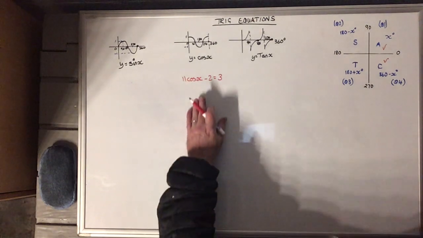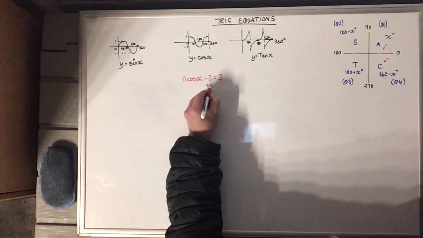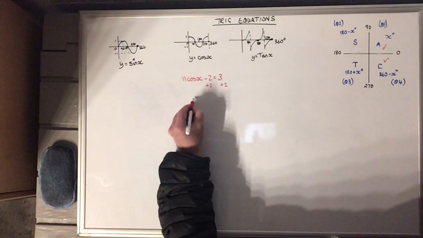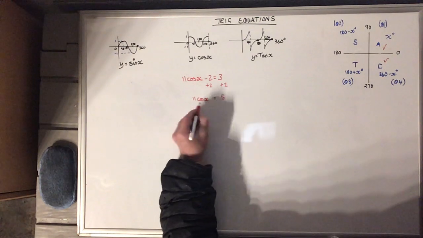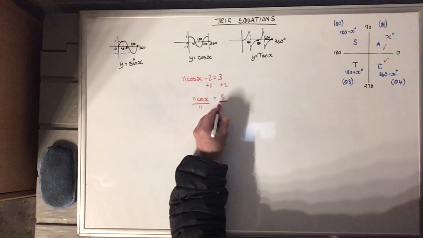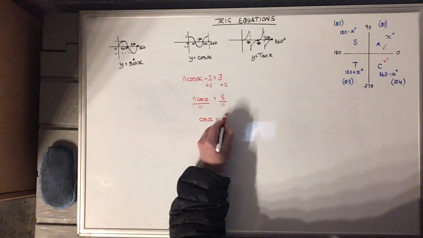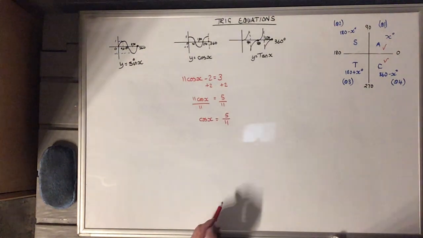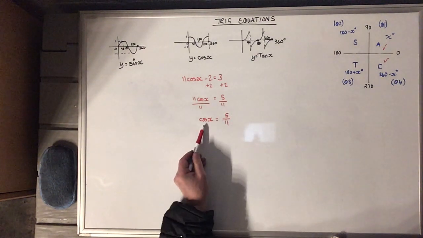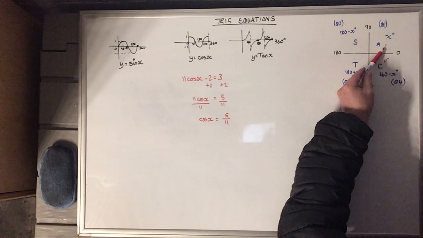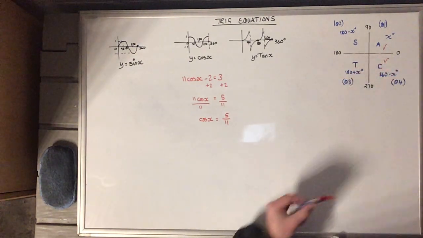So first of all we rearrange it into cos x equals, so add 2 to both sides. That leaves me 11 cos x is equal to 5, and then we're dividing through by 11, and we're left with cos x equals 5 over 11. Again, it's a positive value, so when's cos positive? It's in the first and the fourth quadrant. So it's these two quadrants we're looking for again.